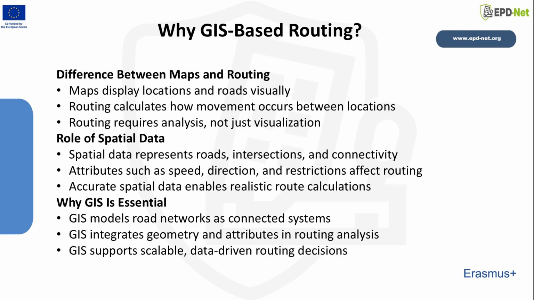Spatial data plays a critical role in routing because it represents not only the geometry of roads and intersections but also the attributes that influence movement. Factors such as speed limits, road direction, and access restrictions directly affect how routes are calculated. Without spatial data, it would not be possible to evaluate these parameters accurately.